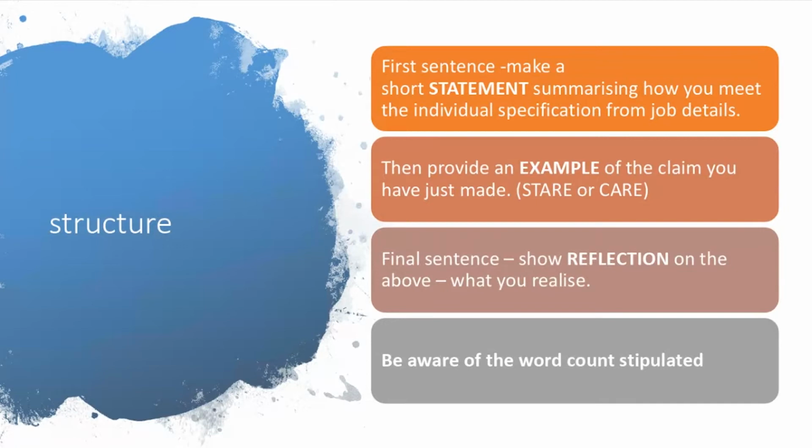So first of all, you provide a sentence giving some information as to what it is that you are going to discuss based on the specification of the application form. Then you need to provide an example. So this is where you use the STAR, the CAR technique here: situation, task, action, results, and evaluation, if you can. And then the final sentence would show the reflection as to what you've learned yourself in the process.